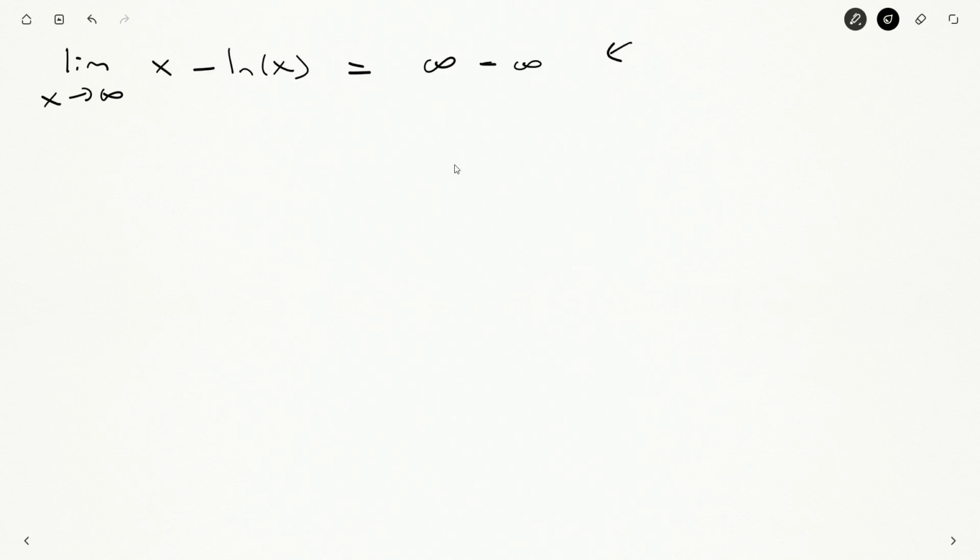But this is an indeterminate form that we are familiar with. Remember, we have 7 indeterminate forms: 0 over 0, infinity over infinity, infinity minus infinity, 0 times infinity, infinity to the 0, 0 to the 0, and 1 to the infinity. If we don't see any of those forms, we've got a bit of a problem and something else to do. Well, it's infinity minus infinity, and we might think, how did we do the infinity minus infinity in class?